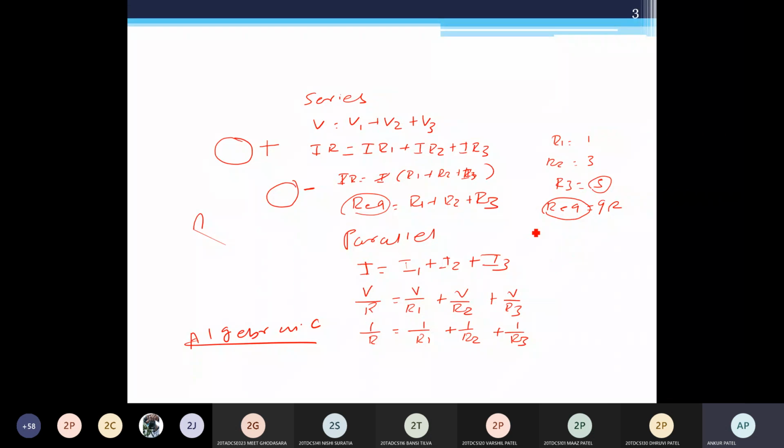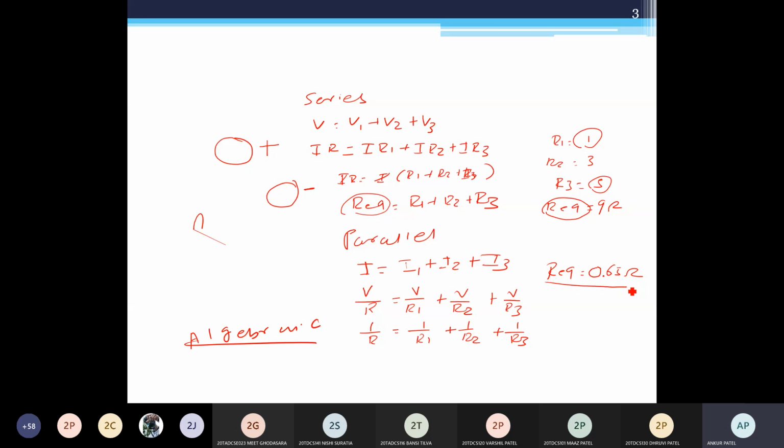In parallel connections, suppose we take the same example. In parallel connection, R equivalent is less than the least resistance connected in parallel. Tell me the R equivalent for this parallel connection. So it will be less than 1 ohm. Are you getting less than 1 ohm? What is the value? 15 by 23. Okay, 0.65 ohm.